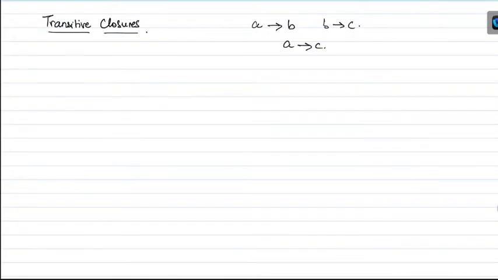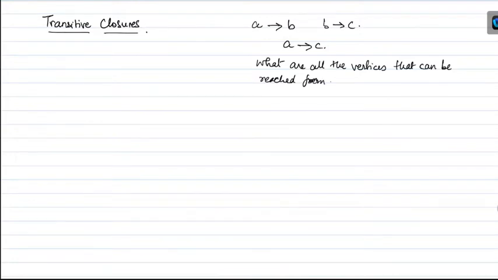All right, so today we are going to look at transitive closures. Okay, so what is a transitive closure? Essentially, if A can go to B and B can go to C, then there is a path from A to C as well, right? So essentially, you want to know what are all the vertices that can be reached from each vertex.